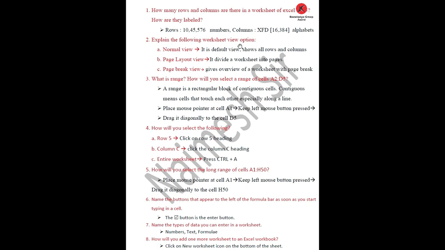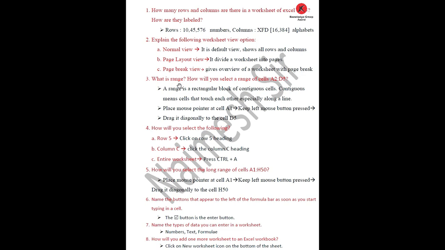Explain the following worksheet view options. Normal view is the default view and it shows all rows and columns. Page layout view divides a worksheet into pages. And page break view gives an overview of a worksheet with page breaks.